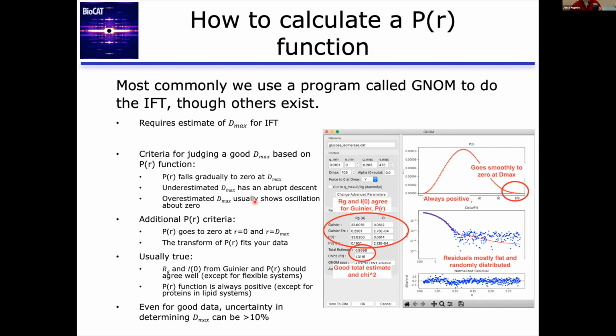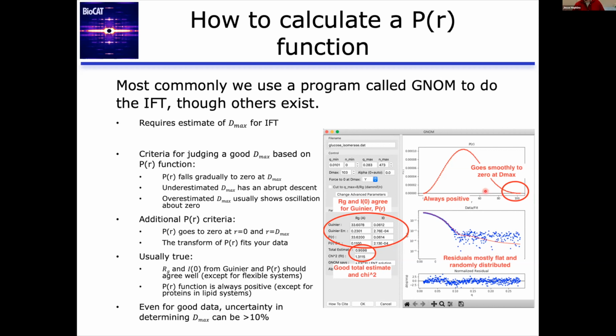There's a set of criteria that we use to judge this. First, and perhaps most importantly, we ask, does the P of R function fall gradually to zero at Dmax? The idea here is that proteins and macromolecules don't have sharp edges. Usually there's some amount of flexibility, even if it's minor. They have side chains that are hanging out in solution wiggling. Maybe you have an N or C terminus tail that has a few flexible residues on it. Whatever it is, you don't expect there to be an abrupt cutoff to your protein. Instead, you expect this kind of smooth, gentle approach down, with these last little wiggly bits tailing out as you go to the maximum dimension. If you underestimate the maximum dimension, it tends to be artificially forced down to zero abruptly. If you overestimate it and your data set's good, you'll see that it will stay near zero and often oscillate about it. I'll show those on the next slide.